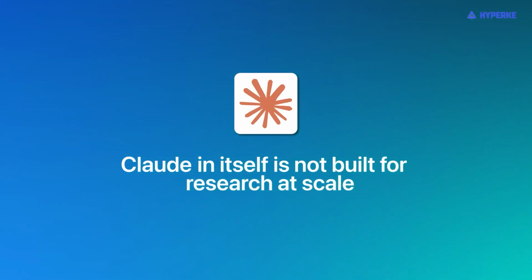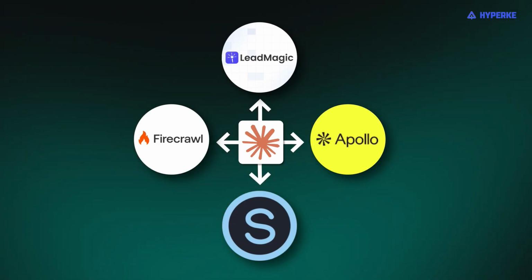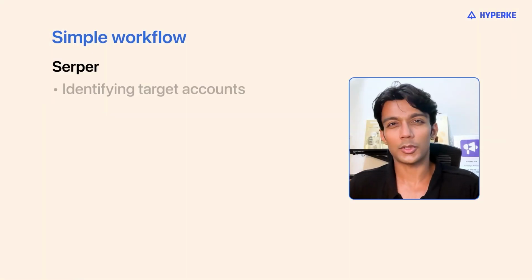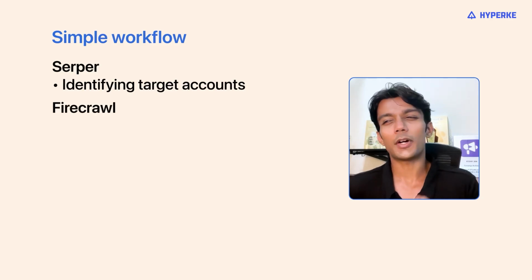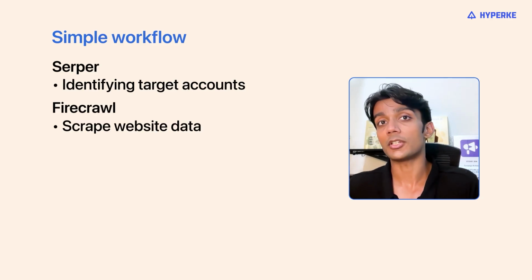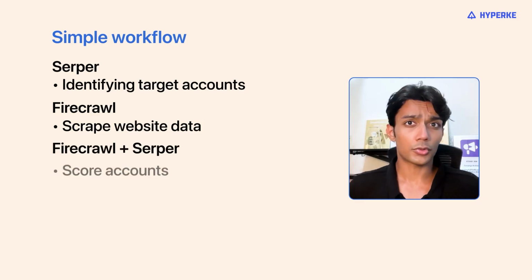So let's dive in. Now, before we start, Claude in itself is not built for research at scale, right? If you ask it to go and research 1,000 companies, it'll be super slow and eventually it'll start giving you inconsistent information. So the setup that works is using Claude as the brain, the orchestrator, and pairing it with lots of other tools using APIs and MCPs. A super simple workflow could be something like this: you start by using Serper to identify your target accounts. Then you use Firecrawl to scrape all of their websites to identify things that you can talk about in your email. Then you combine both of these to score your accounts.